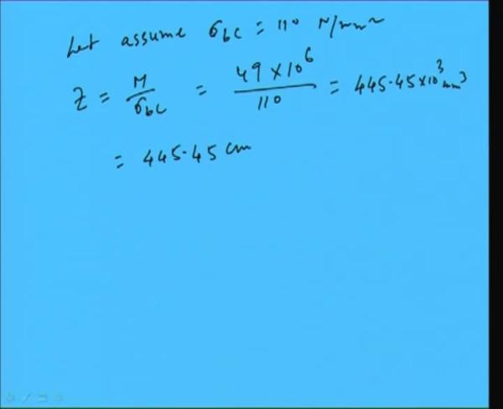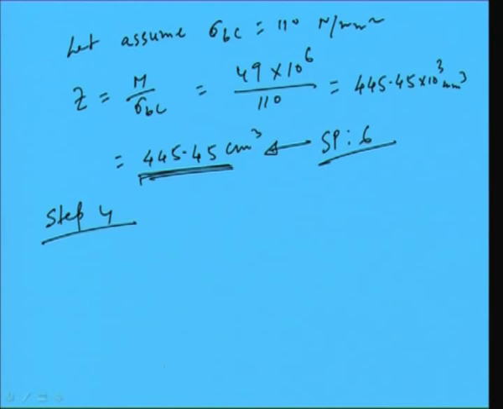or we can write 445.45 centimeter cube. I am converting into centimeter cube because in the IS code, in SP6, the section modulus is given in centimeter. That is why I am converting to centimeter cube, right. Now, with this value, we have to find out an appropriate section. So, in step 4, we will find out the appropriate section, right.